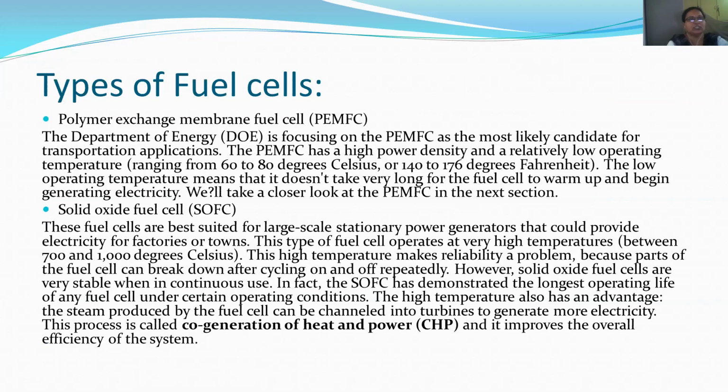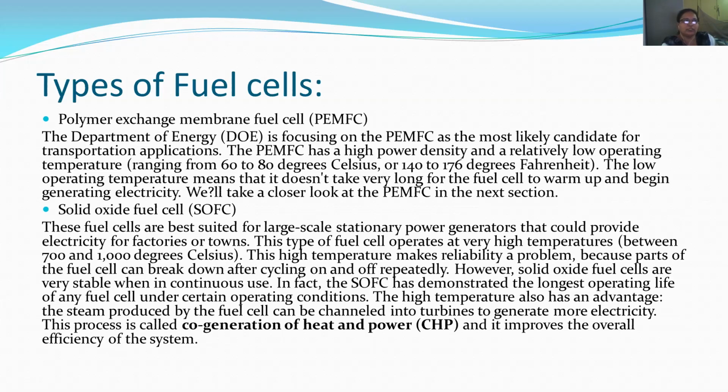Now, coming to the types of fuel cells. These fuel cells are of different types. Not only hydrogen oxygen, but we have the polymer exchange membrane fuel cell. Here, the polymer exchange membrane fuel cell has high power density and low operating temperature, that is from 60 to 80 degrees centigrade, or from 140 to 176 degrees Fahrenheit.